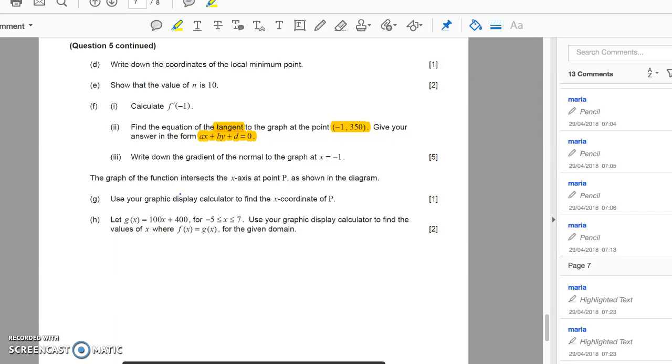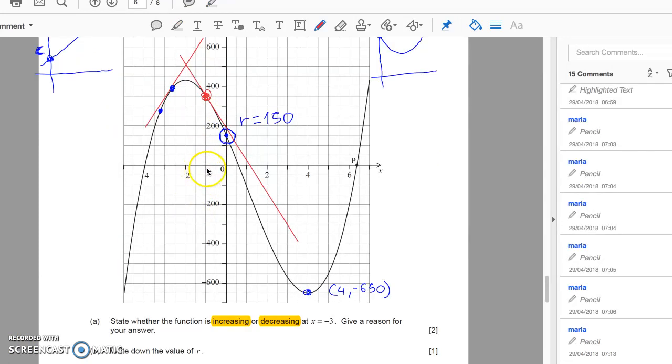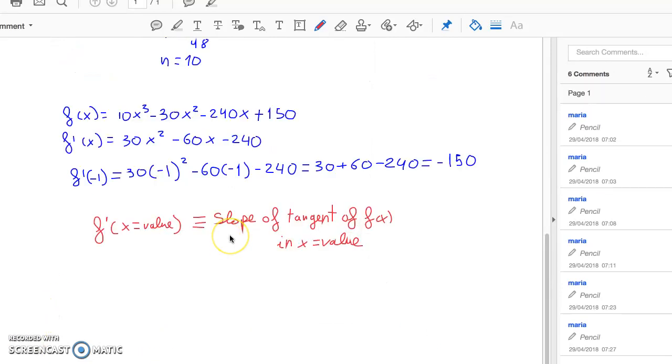Okay, equation of the tangent. I go back to the graph and I can recognize the point -1, 350. This is here, and they're asking me here, you can have a tangent, but tell us what is the equation of this line, which is the tangent. So I go back to the definition. What is the derivative of a function in a specific value of x? By definition, it is the slope of the tangent of the function in this specific value. So if I know the value of the derivative in -1, at least I know the slope of that tangent.